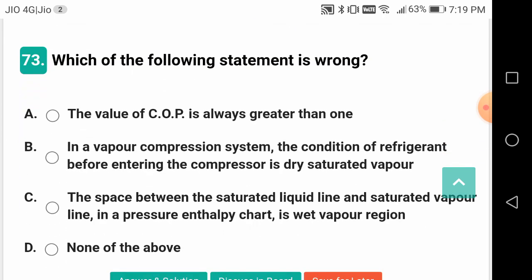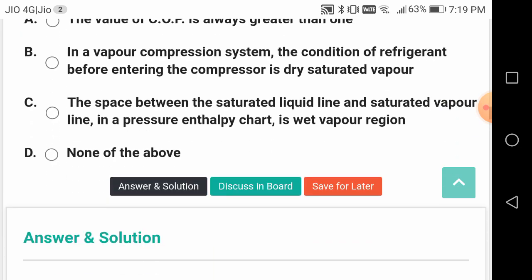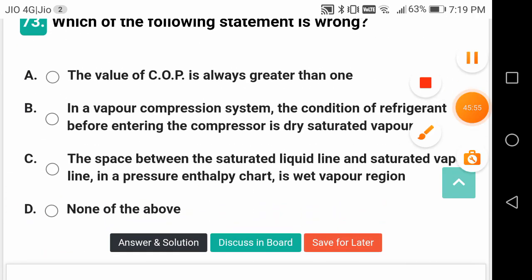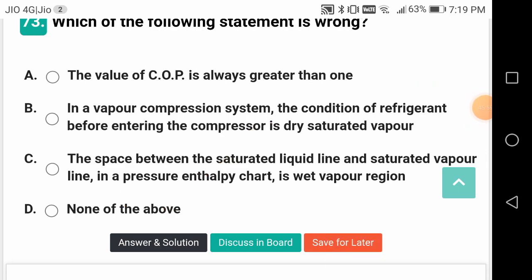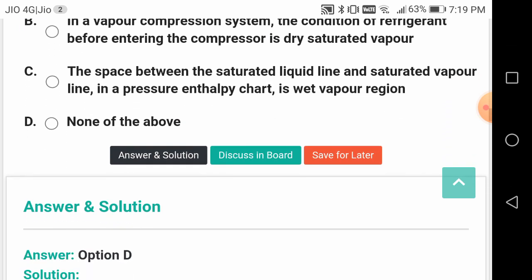Please check that. Which of the following statements is wrong? D is wrong. None of them is wrong, that means all of them are correct. The value of COP is always greater than 1. In a vapor compression system, the condition of refrigerant before entering the compressor is dry saturated vapor. The space between the saturated liquid line and saturated vapor line in a pressure enthalpy chart is the wet vapor region. All of them are correct.